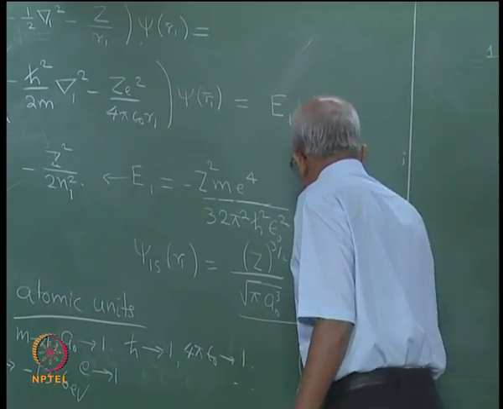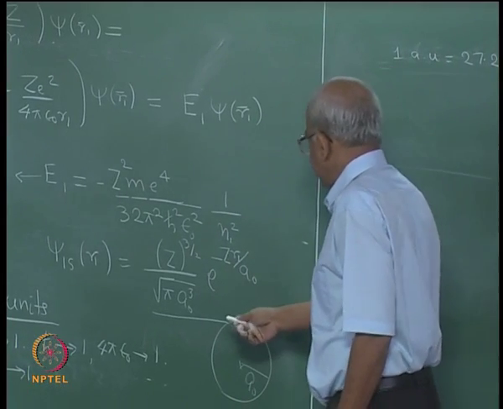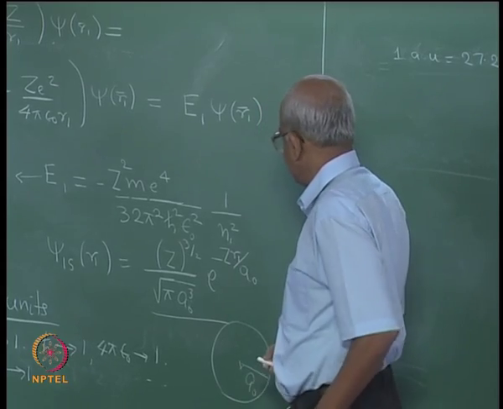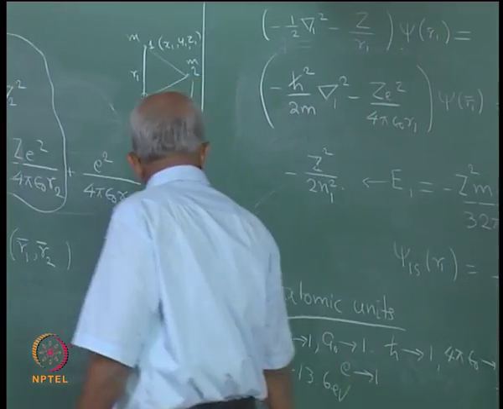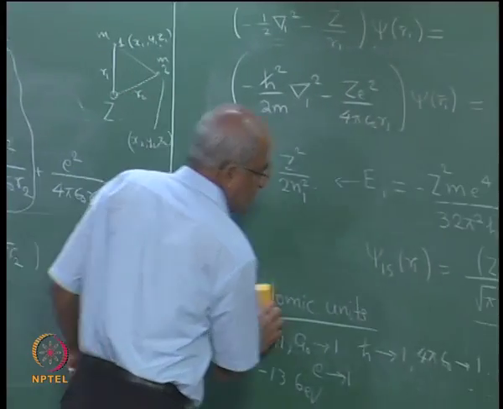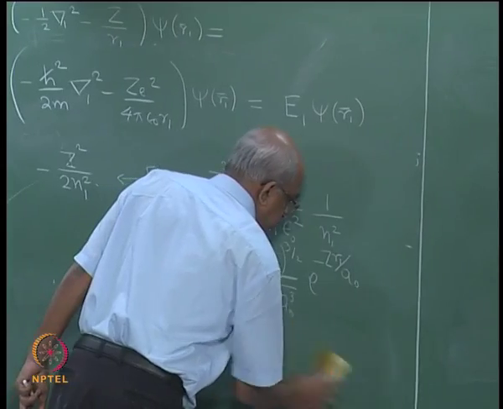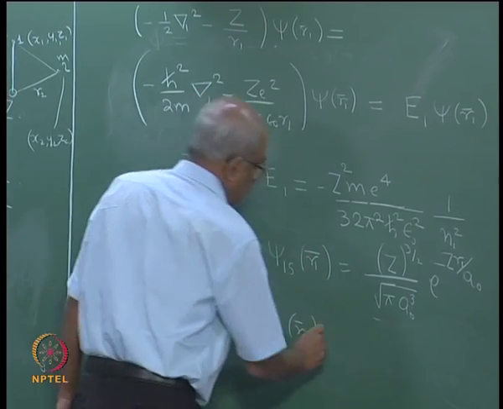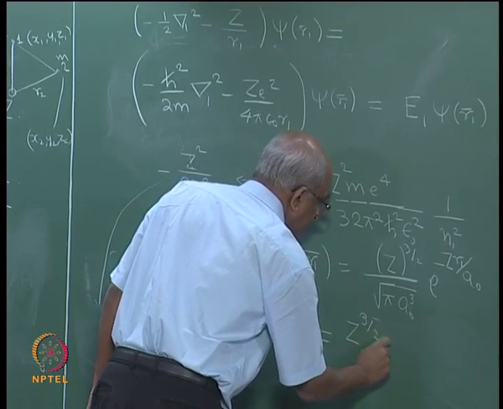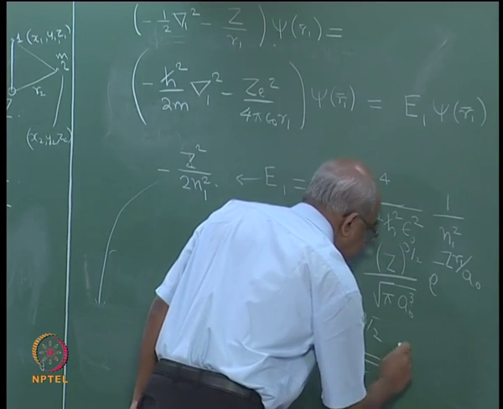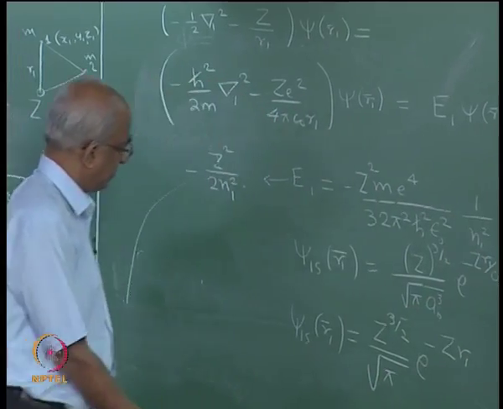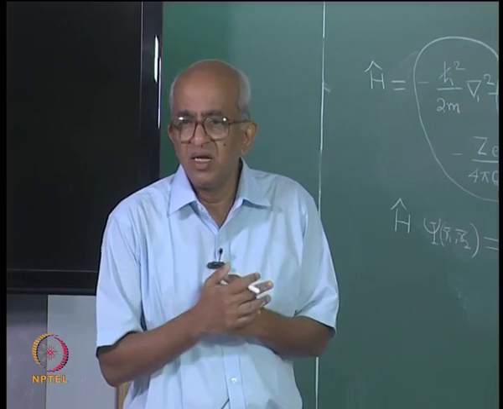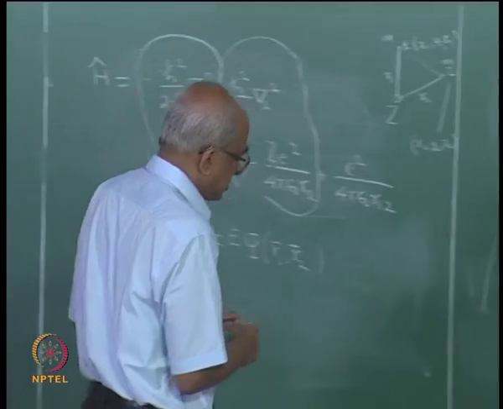And what will happen to the wave function? Well, the wave function also gets very simplified, because A0 is now 1 in atomic units. So you can remove this A0, and therefore the wave function will become simpler. That is all. So from this point onwards, we decide we do not want to use the usual system of units, but we will stick to atomic units, because it is extremely convenient.